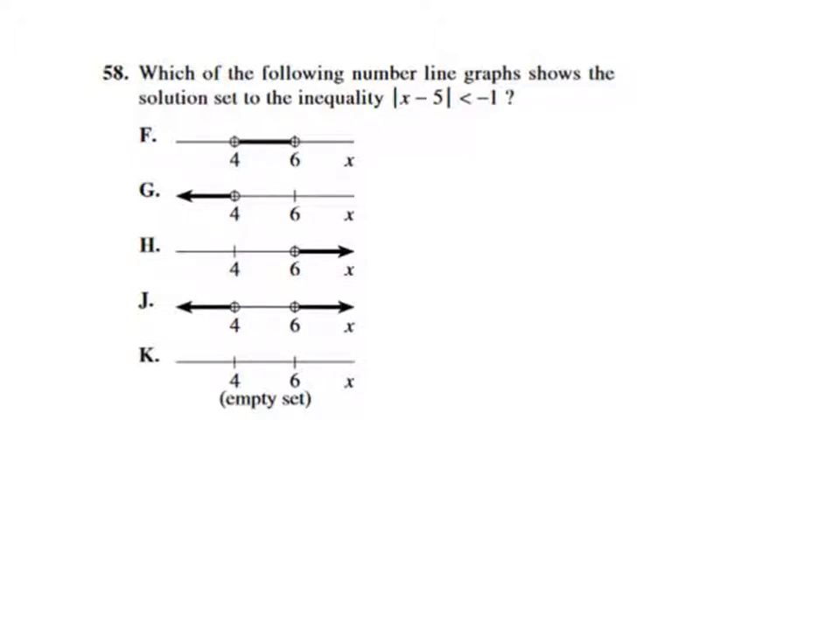Which of the following number line graphs shows the solution set to the inequality, the absolute value of the quantity x minus 5 is less than -1? So here would be the shortest way to think about this question. Here we have an absolute value, and they're telling us that it is less than -1. One thing we know about absolute values is that they are always positive.